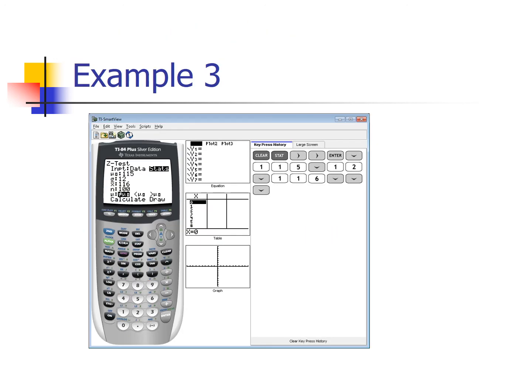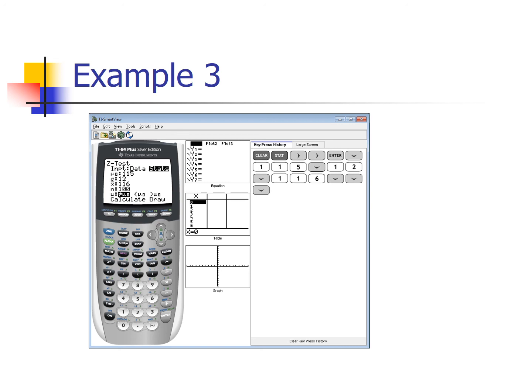So here I am using the calculator to do example 3. Here's what it looks like. So that mu naught, remember, is our hypothesized mean. So I filled that in. This is the information from example 3. I filled in 115. The sigma, the known population standard deviation, well, we were told that was 12. The sample mean is 116.